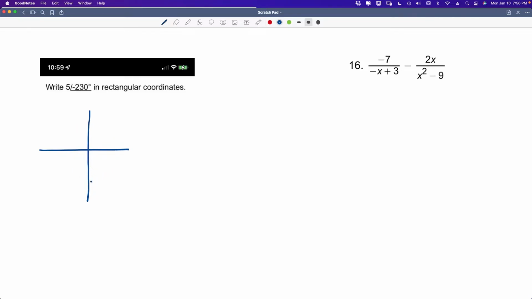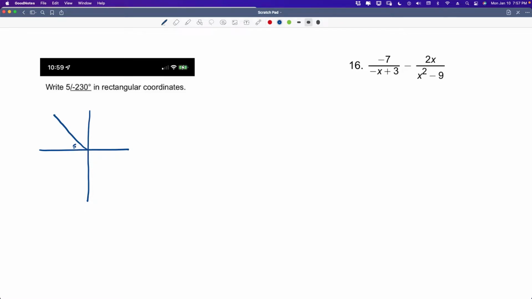So if this is 90, this is 180, then this would be 270. So 270, back it up to 230. That's going to be 40 degrees. All right, so there's our line. So 230 minus 180, what did I say that was? All right, that's 50. So this is 40.